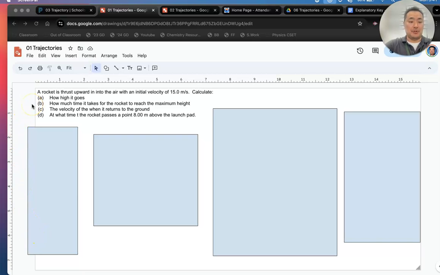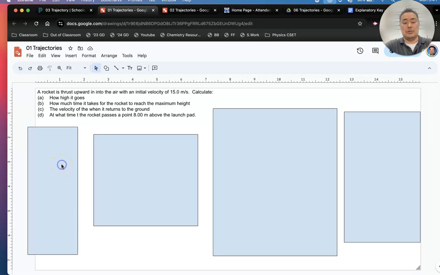Now we're going to solve for the trajectory of a rocket. A rocket is thrust upward into the air with an initial velocity of 15.0 meters per second. Calculate how high it goes, how much time it takes for it to reach the height, the velocity when it returns to the ground, and what time the rocket passes a point 8 meters above the launch pad.